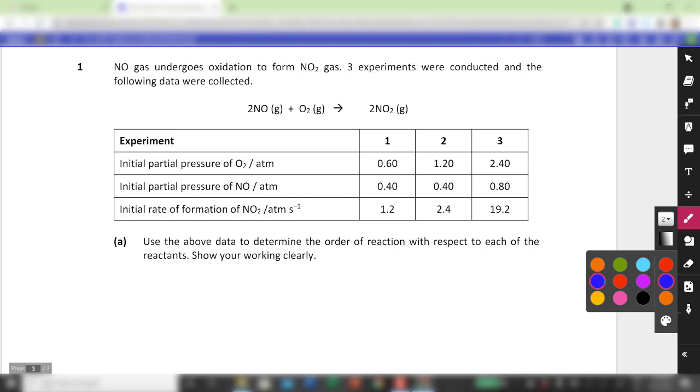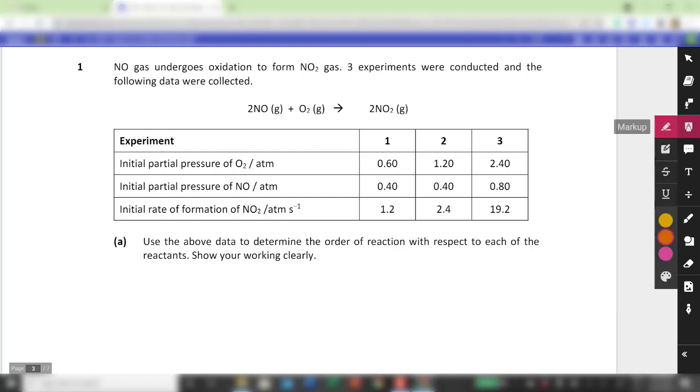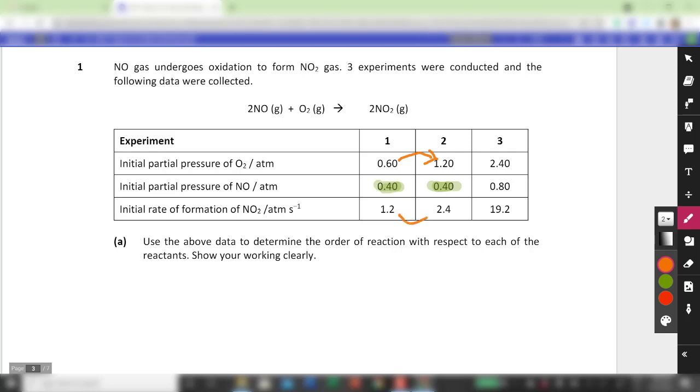I'm going to just illustrate to you very simply how we can do that by inspection. The first thing is let us just check what are the reactants being kept constant between experiments. If we look at experiment 1 and 2, you realize that the initial partial pressure of NO is being kept constant at 0.40, whereas for the initial partial pressure of O2, it doubles from 0.60 to 1.20. You realize that the initial rate of formation of NO2 actually doubles from 1.2 to 2.4.